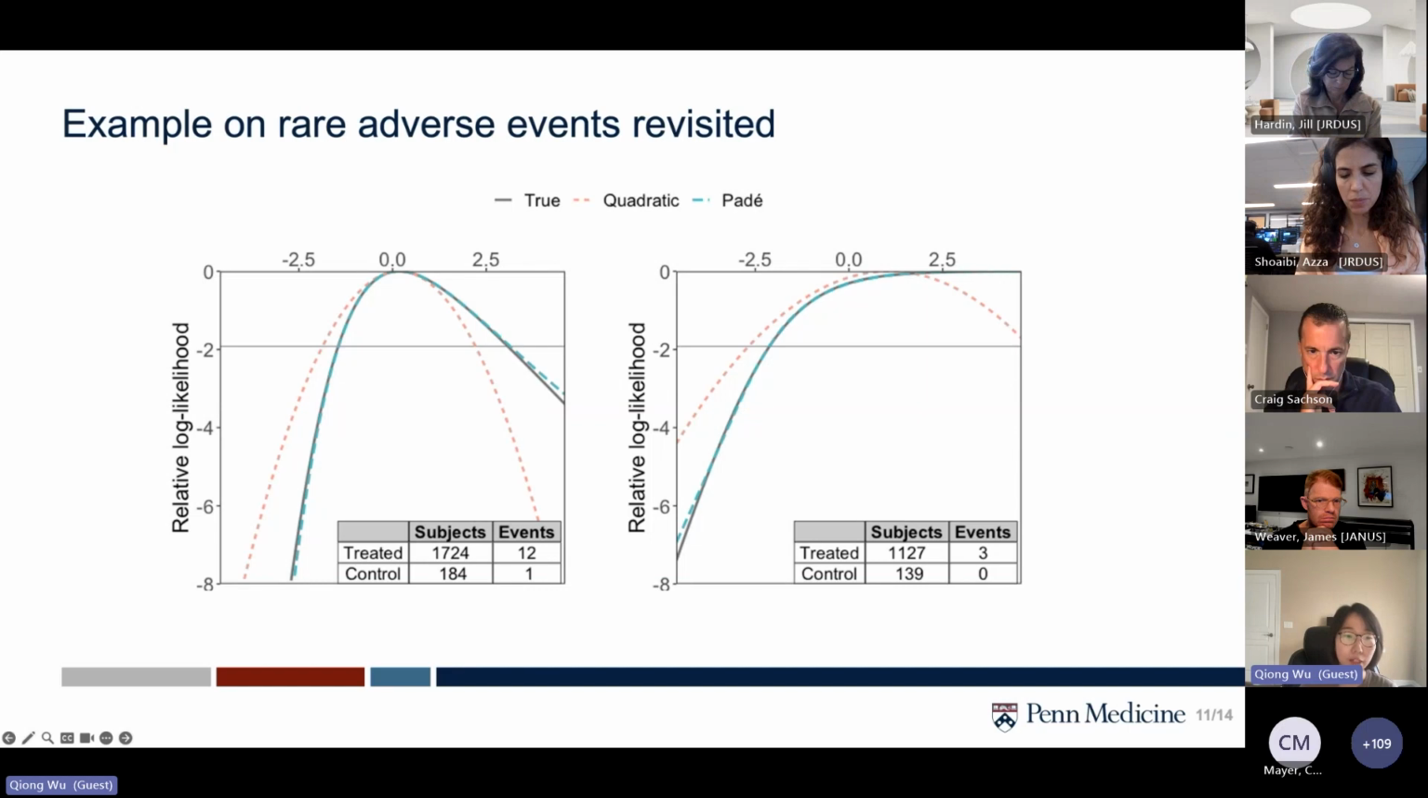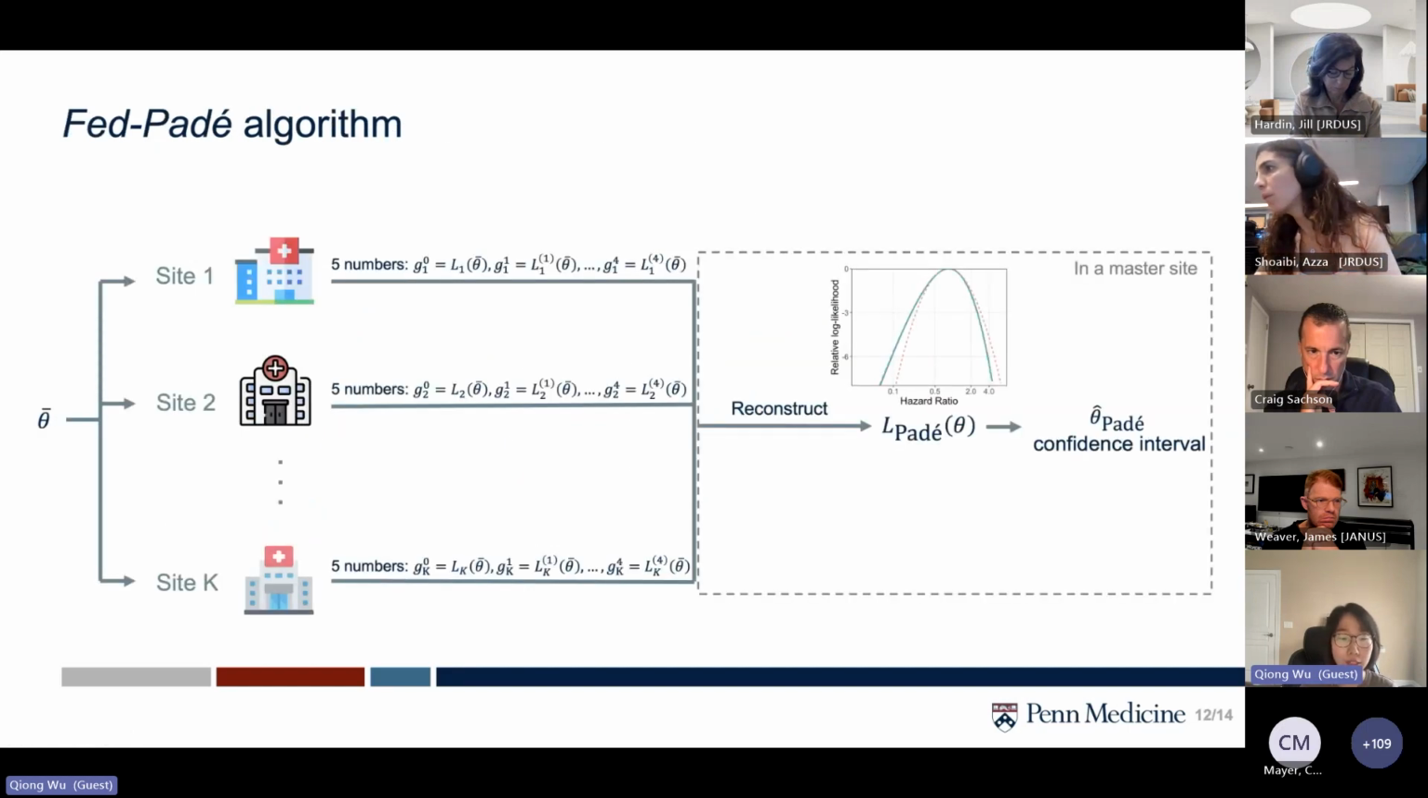Based on that, we developed our Fed-Padé algorithm. In this algorithm, we require each database to calculate 5 numbers, which are the higher order derivatives of their local likelihood function at an initial estimate of the parameter. With these 5 numbers from each database, we can then reconstruct the approximation of the global likelihood function on the master side. Then we can optimize this approximate likelihood function to get the point estimate, or we can invert the likelihood ratio test to obtain the confidence interval.